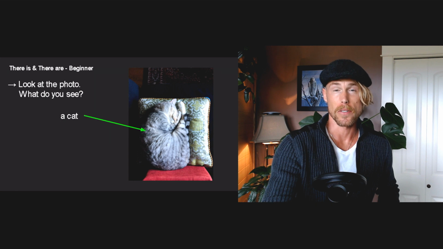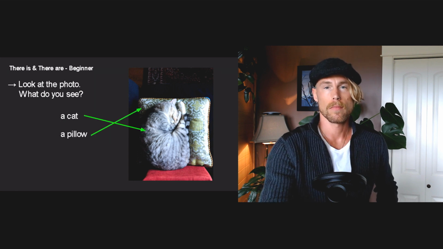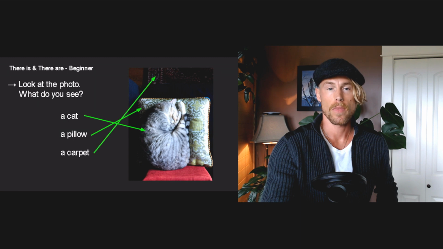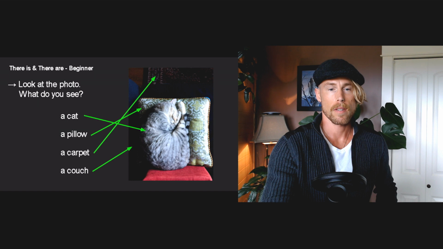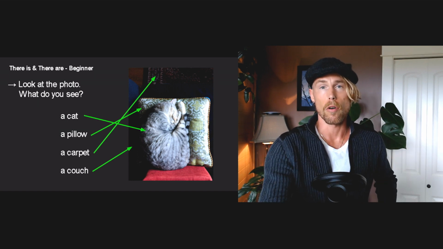Okay, number 2, a pillow. So I see a cat and a pillow. I also see a carpet. And last, I see a couch. A cat, a pillow, a carpet, a couch. These are things that I see in the photograph.